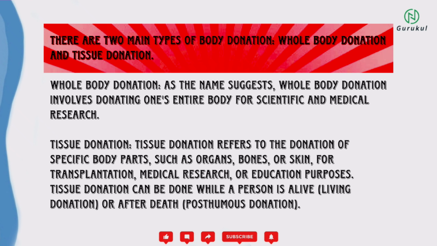There are two main types of body donation. First is whole body donation and second is tissue donation. First, whole body donation. As the name suggests, whole body donation involves donating one's entire body for scientific and medical research. Second, tissue donation.